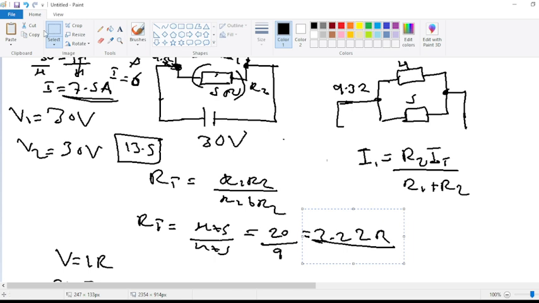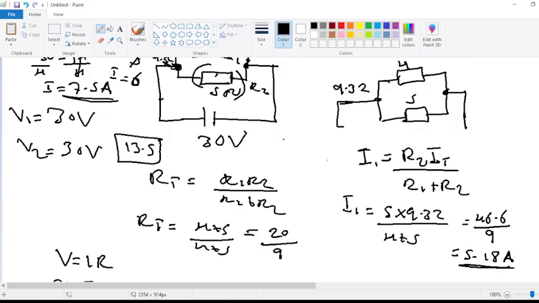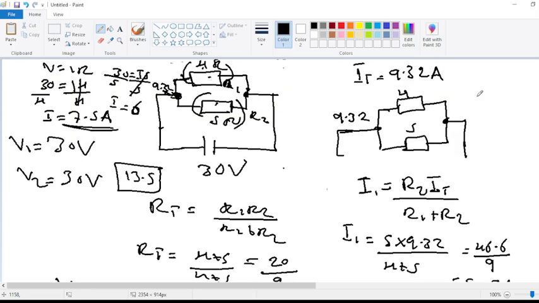Using this formula, the current divider rule, you calculate the current at that point here. So the current I1 equals the resistance R2, that's 5, multiplied by the total current, which is 9.32, over the resistors, 4 plus 5. If you multiply 5 by 9.32, you are going to have 46.6. You divide this by 4 plus 5, that's 9. So 46.6 divided by 9 gives 5.17, so 5.18 amps. That's the current I1.